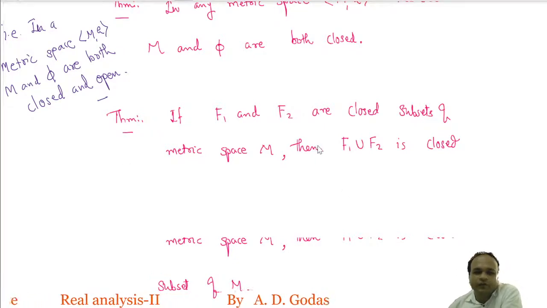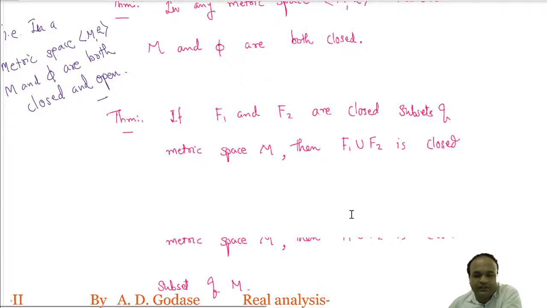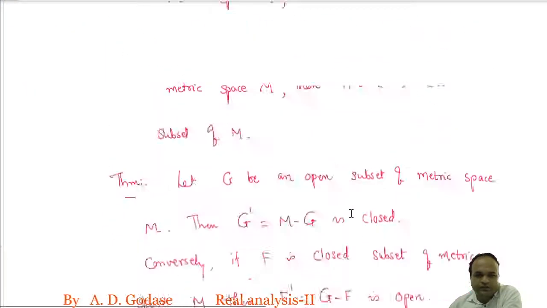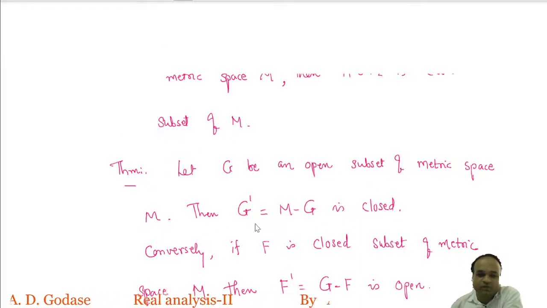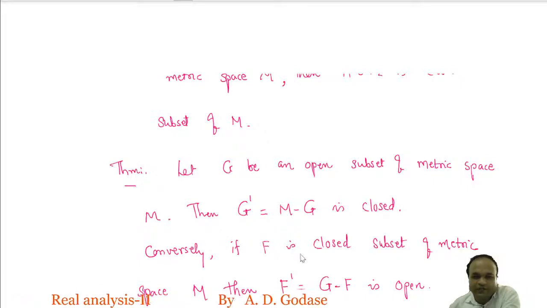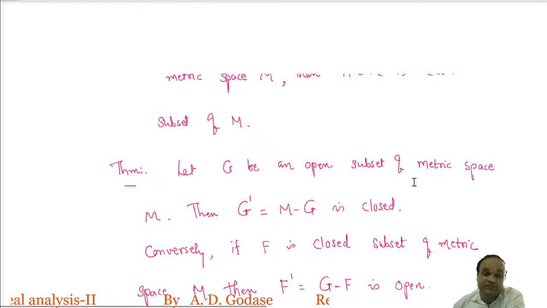If F1 and F2 are closed subsets of matrix space M, then their union, that is F1 union F2, is a closed subset of M. So it is always true. Next statement: let G be an open subset of matrix space M, then G dash, meaning the complement of G, that is M minus G, is closed. If G is open, then its complement is closed, and if F is closed, then its complement, that is M minus F, is open in matrix space M.